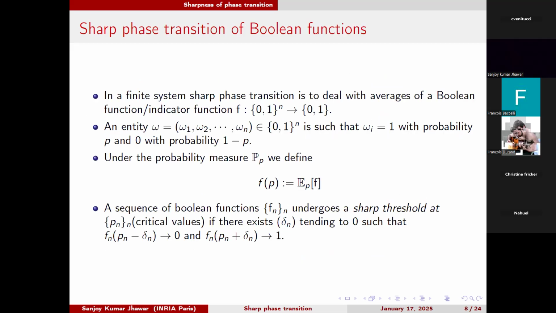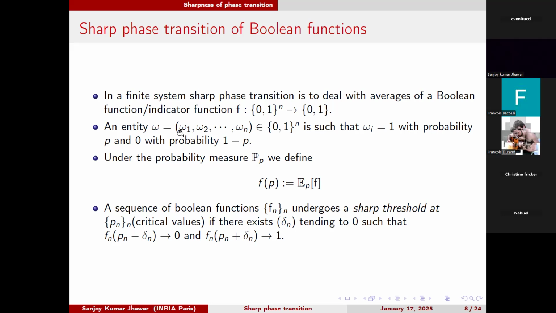Let us start with a simple model that is similar to the Bernoulli bond percolation model: on the space {0,1}^n, you define a function, and this type of indicator function of, let's say, having a path from the origin to the boundary can be modeled using this kind of function, where n, in our model, is the number of edges in a finite window, right?